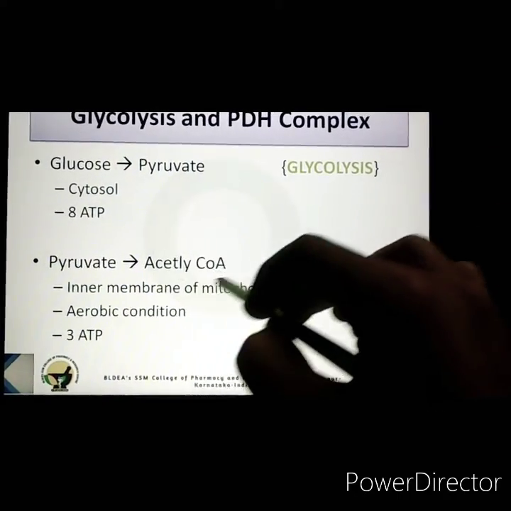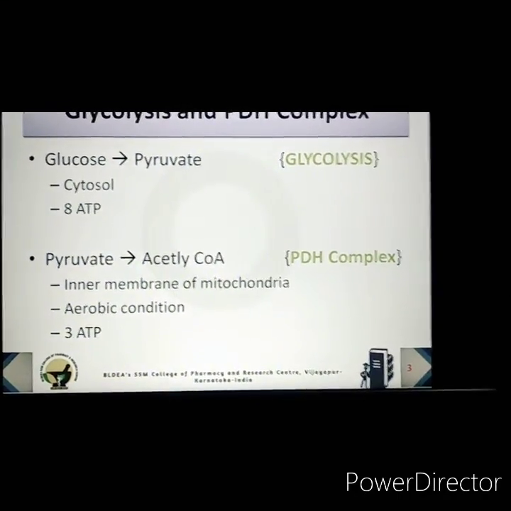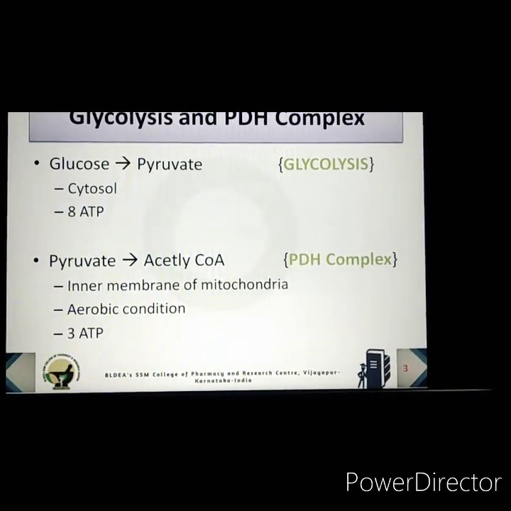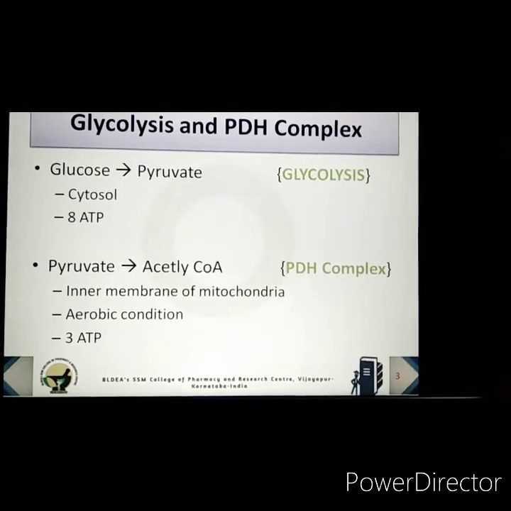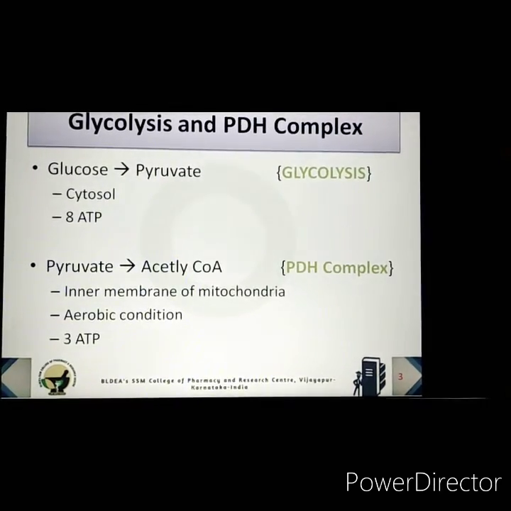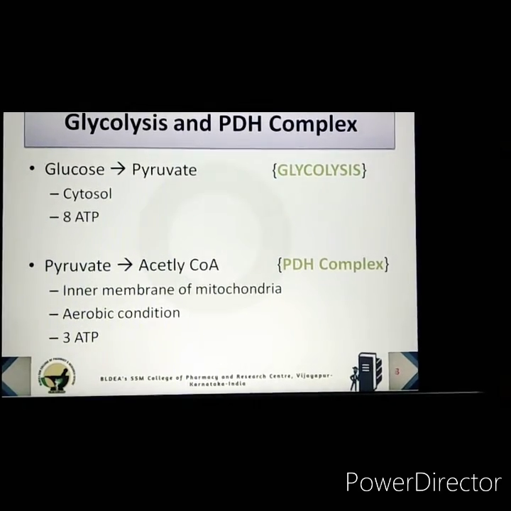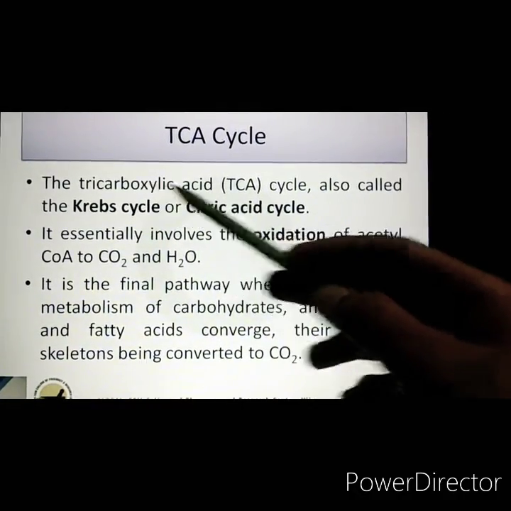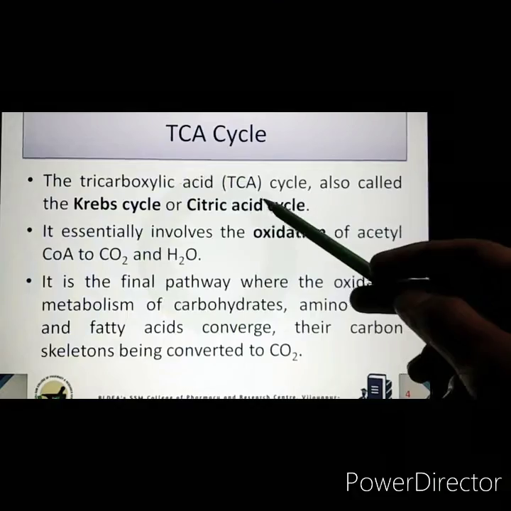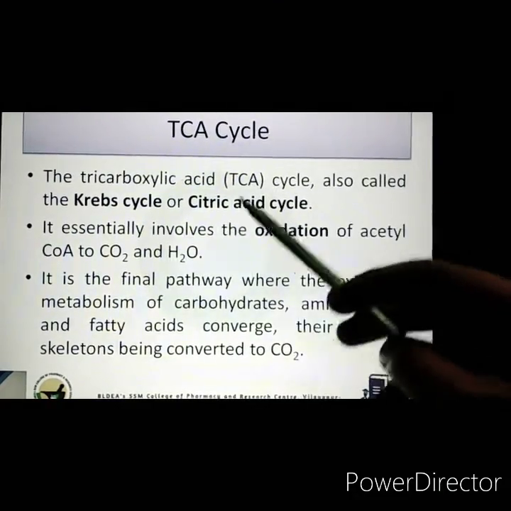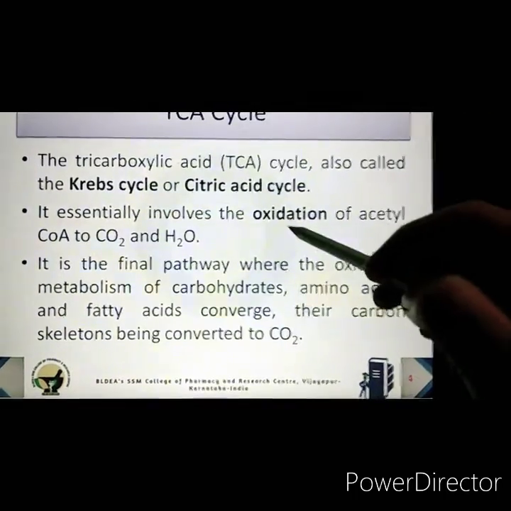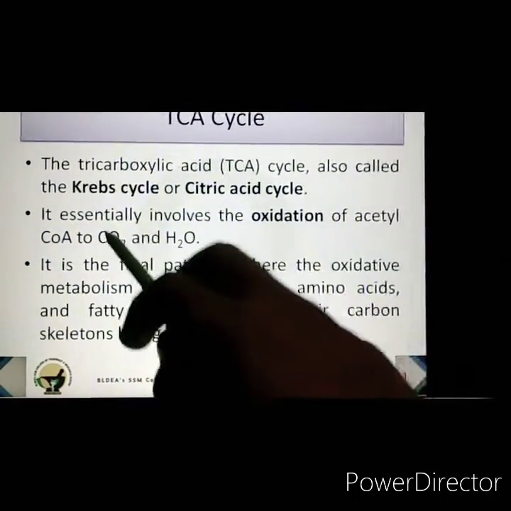So this acetyl-CoA, as it is present in the inner membrane of the mitochondria, from the inner membrane it is being transferred to the mitochondrial matrix. So in the mitochondrial matrix, the Krebs cycle is being carried out. So TCA cycle, also known as tricarboxylic acid cycle or Krebs cycle, or the citric acid cycle. So this involves oxidation of acetyl-CoA.